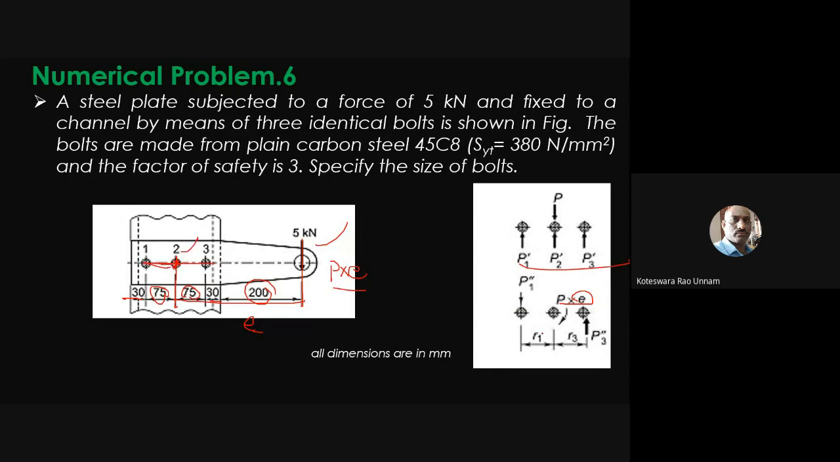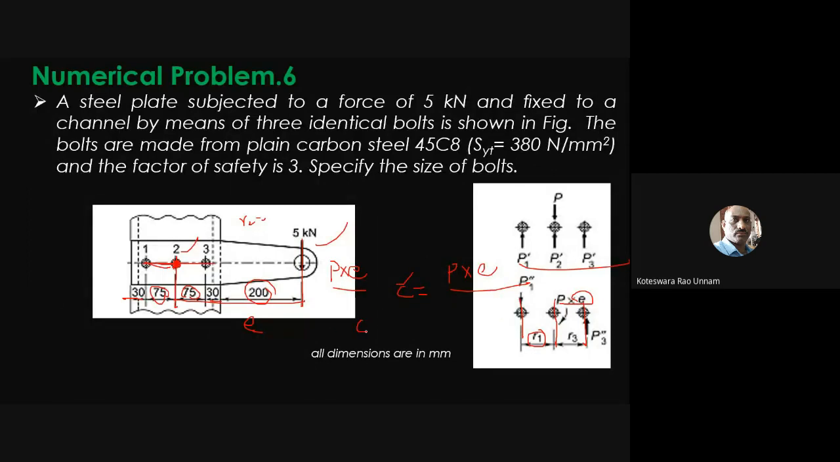R2 is 0. R1 is the distance from bolt center 2 to bolt center 1, and R3 is from bolt center 3 to bolt center 2. Since our G is coinciding with the second bolt center itself, your R2 is 0. Now you can calculate the C value. Using that formula, C is nothing but P into E divided by R1 square plus R2 square plus R3 square. So you'll get the C value.